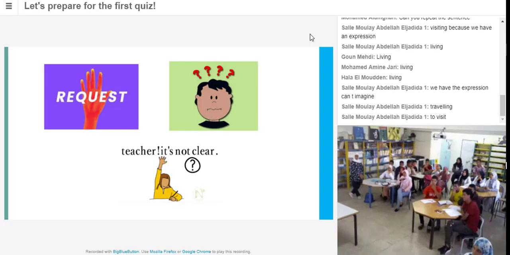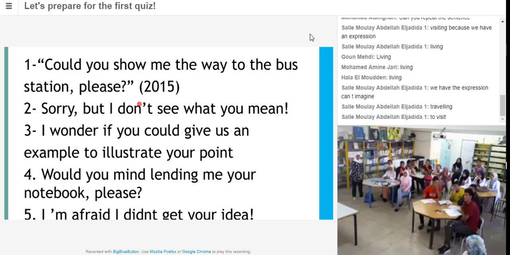So that was excellent. We move on to some functions like making a request, like expressing lack of understanding, and of course, asking for clarification. So the exercise which was given in 2015, they give you a list of expressions and you choose the function that best suits the expression. Someone to read question number 1, please. Could you show me the way to the bus station, please? Okay. So what function does this sentence express?